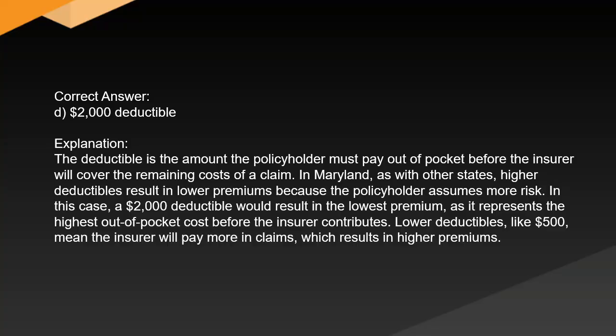Explanation: the deductible is the amount the policyholder must pay out of pocket before the insurer will cover the remaining costs of a claim. In Maryland, as with other states, higher deductibles result in lower premiums because the policyholder assumes more risk. In this case, a $2,000 deductible would result in the lowest premium as it represents the highest out-of-pocket costs before the insurer contributes. Lower deductibles, like $500, mean the insurer will pay more in claims, which results in higher premiums.